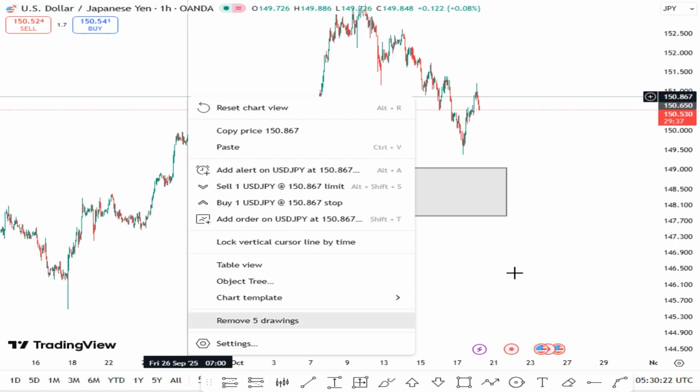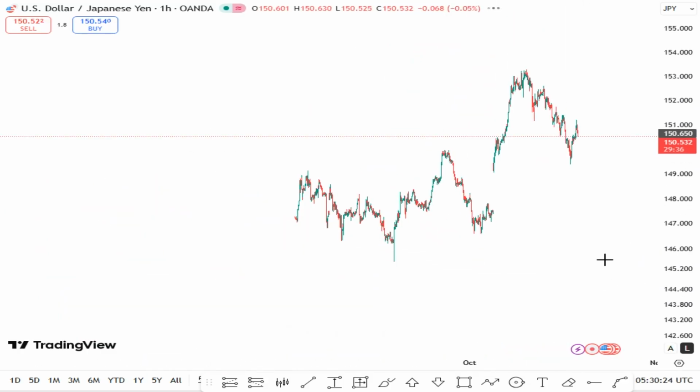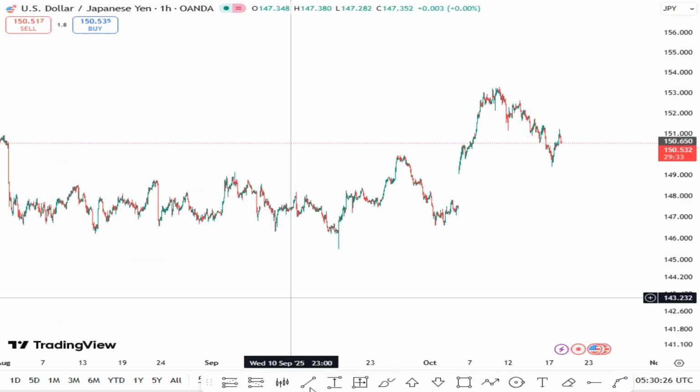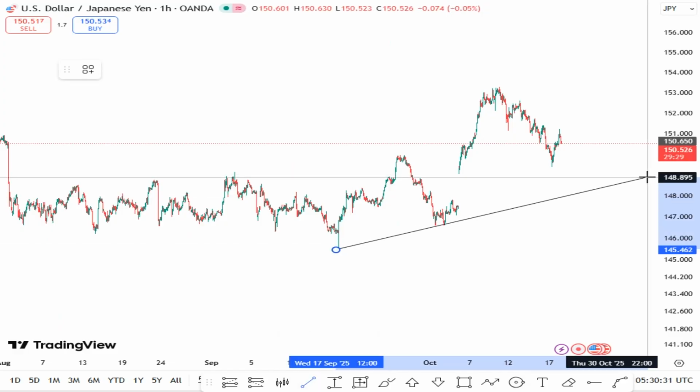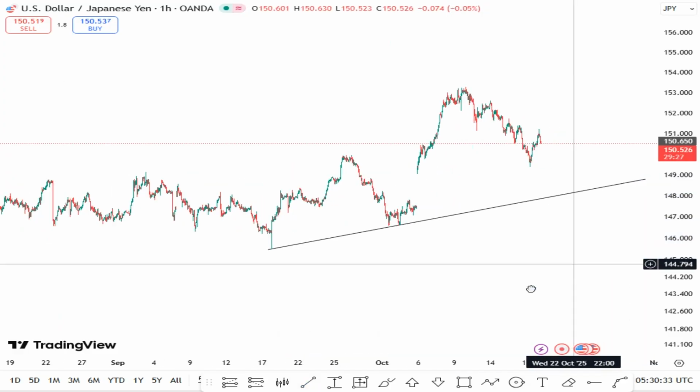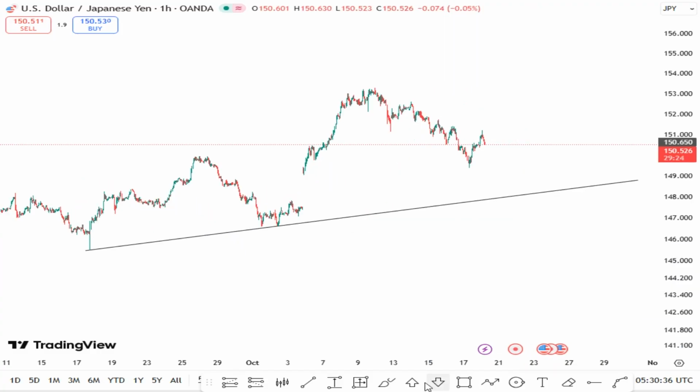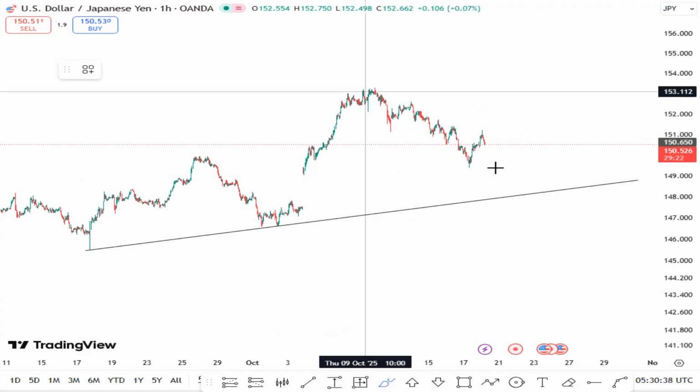All right, so let me just remove that. So right now, what is USD JPY doing? Of course, if we have this as a trend, let's just bring in that. Now, if you have this as a trend, you might understand that all this drop is just a pullback, right?